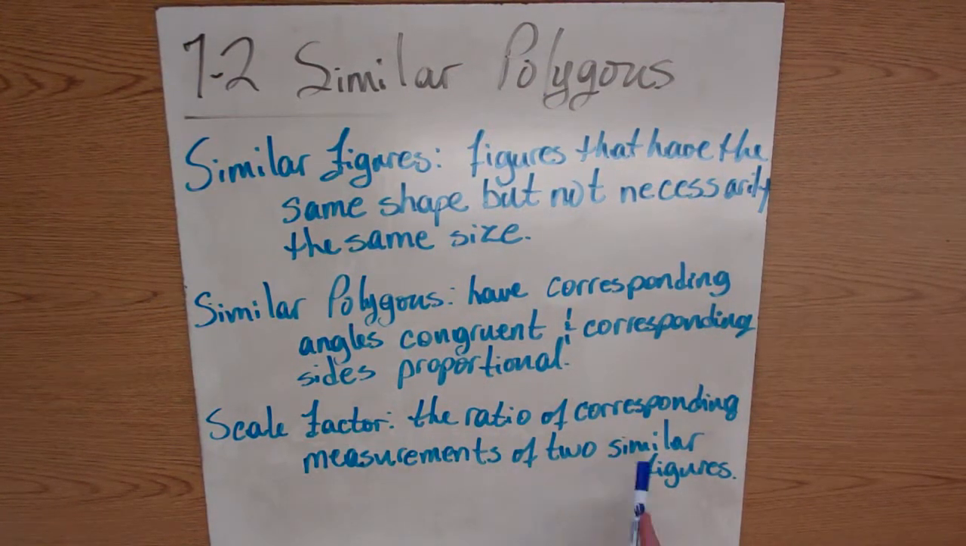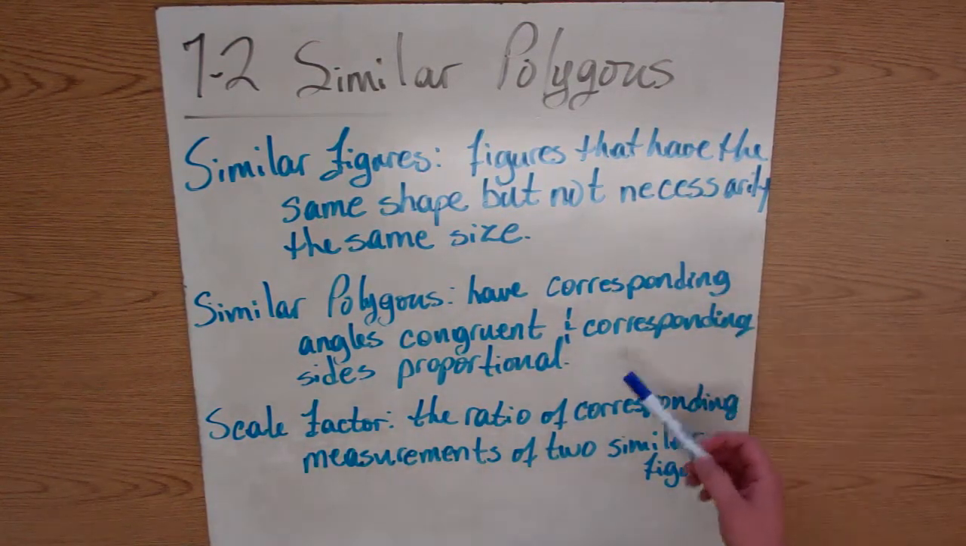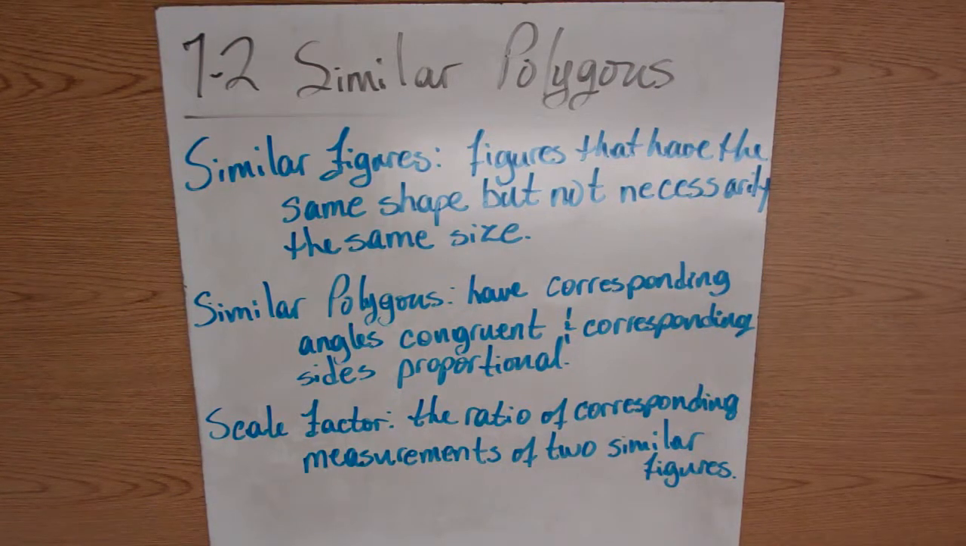Scale factor, the ratio of corresponding measurements of 2 similar figures. We're going to find something called a similarity ratio. That similarity ratio and the scale factor are pretty much the same thing. I'll show you on the next example exactly what scale factor is. Make sure you write down these 3 vocab words with their definitions.